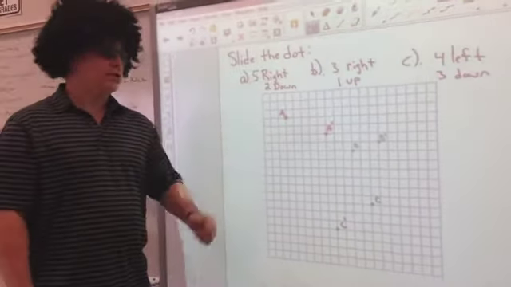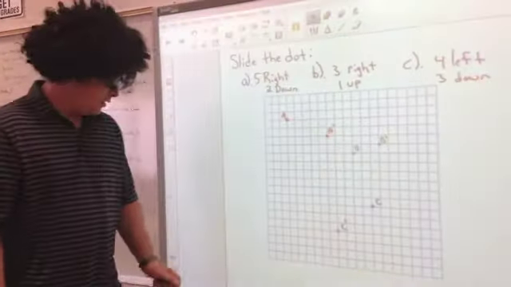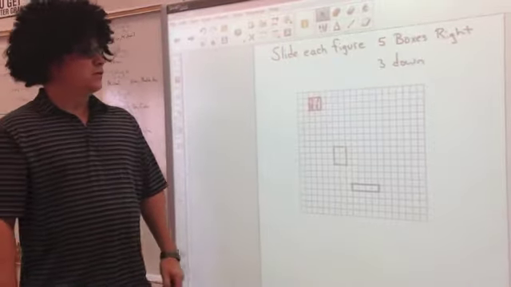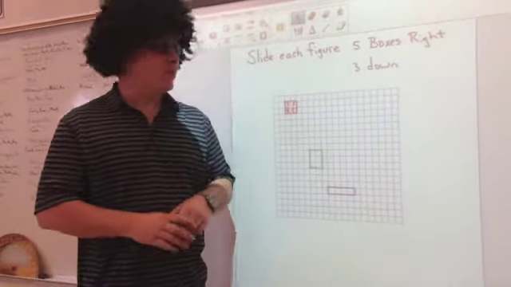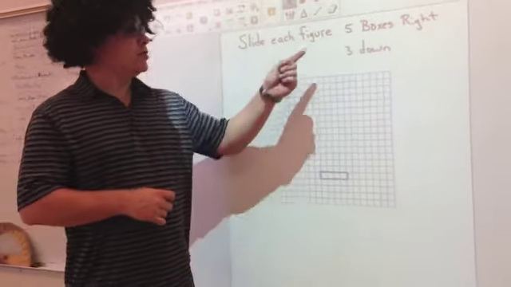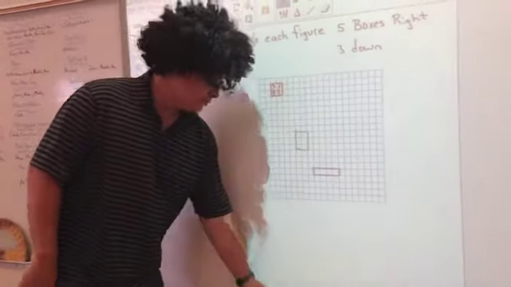So now we've actually taken these and we've slid them ourselves. So we're getting pretty good at this. Let's move on. We now get into some shapes. It gets a little trickier now because we're not moving 1 dot, we're actually moving a shape. We have to go 5 boxes to the right and 3 down.